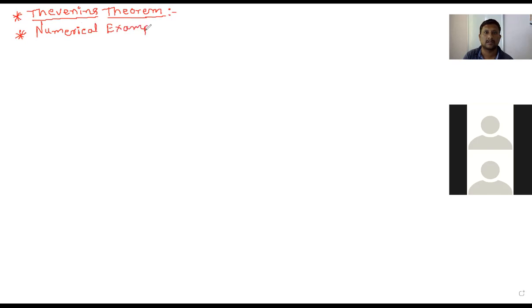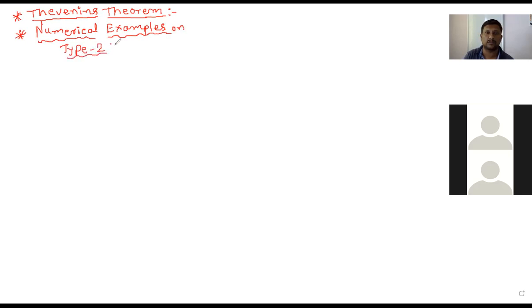Okay, so numerical examples. First of all, I will give the heading, which theorem we are using: Thevenin's theorem. Numerical examples on type 2.